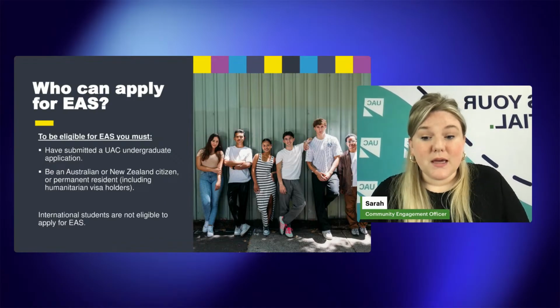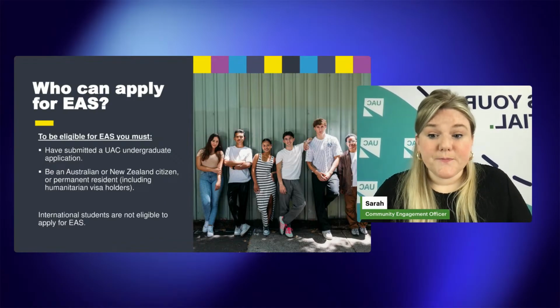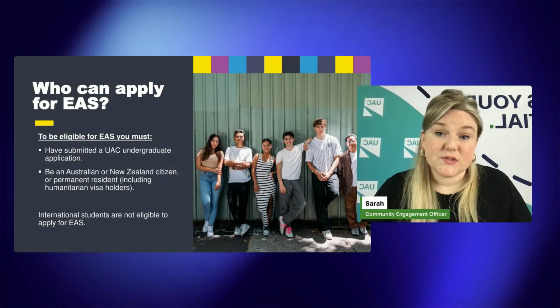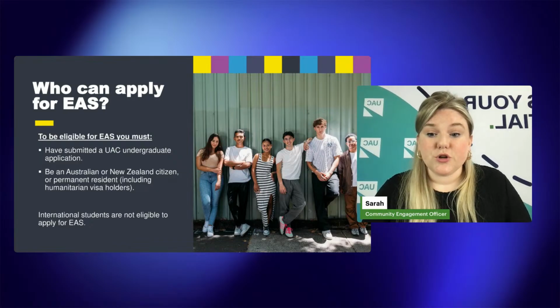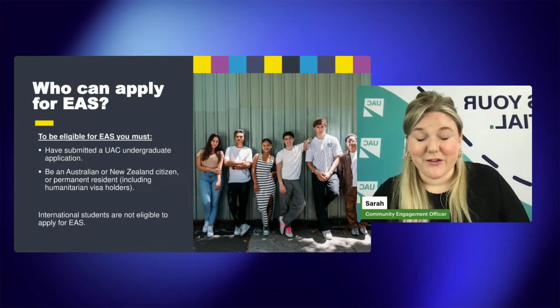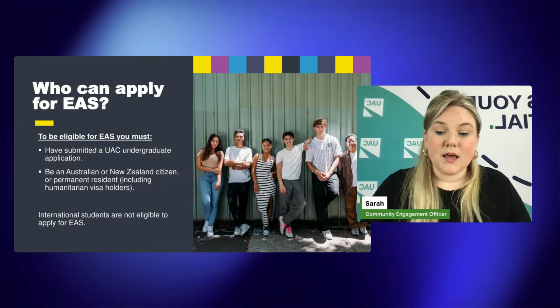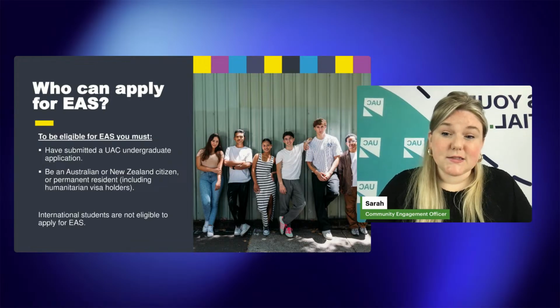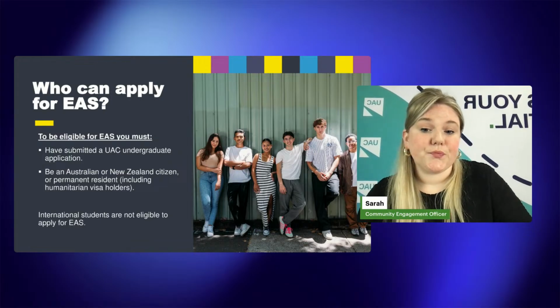You also need to be an Australian or New Zealand citizen or a permanent resident, including humanitarian visa holders. Okay, so they're the two criteria that you need to be able to meet, as well as obviously meeting the criteria for EAS. Unfortunately, international students are not eligible to apply for EAS, so please keep that in mind.